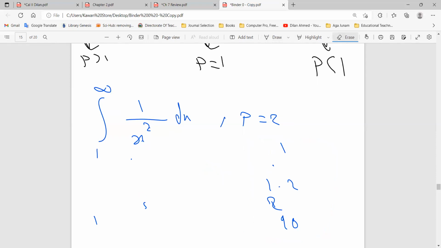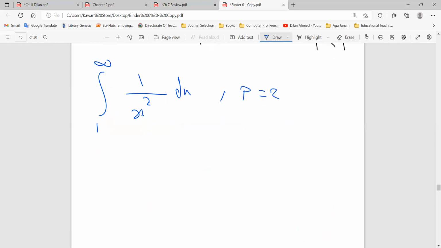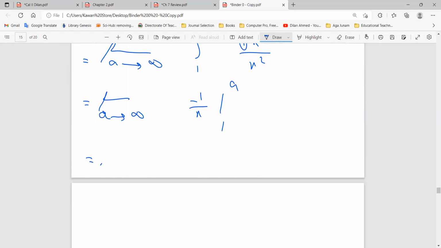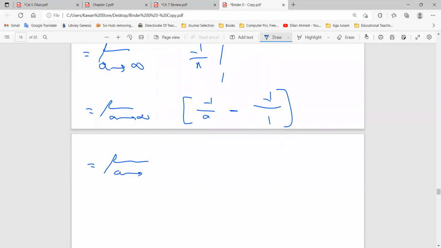So here we are. How do we solve? Look. It's easy. First step, change to the limit. Right? Then solve the integral. Understood. And you'll get what? And it's equal to what?